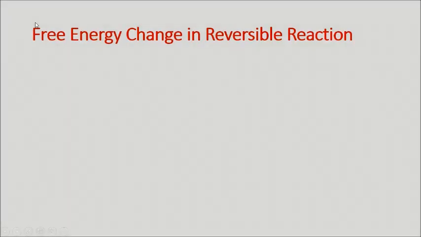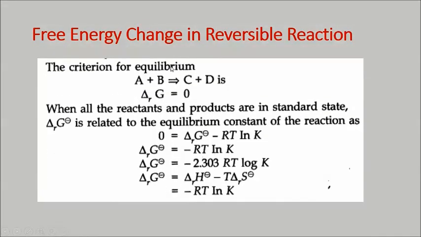Now let's see the free energy change in a reversible reaction. The criterion for equilibrium: if we write a general equation A plus B giving C plus D, we can write the delta G value as 0 for the equilibrium. We know that if delta G is negative, it is a spontaneous reaction. If delta G is positive, it is a non-spontaneous reaction. So when it comes to 0, it is in equilibrium.